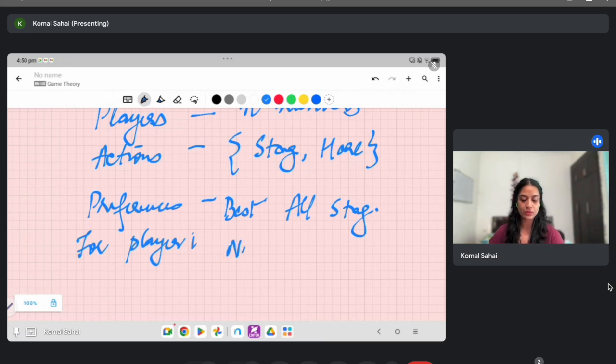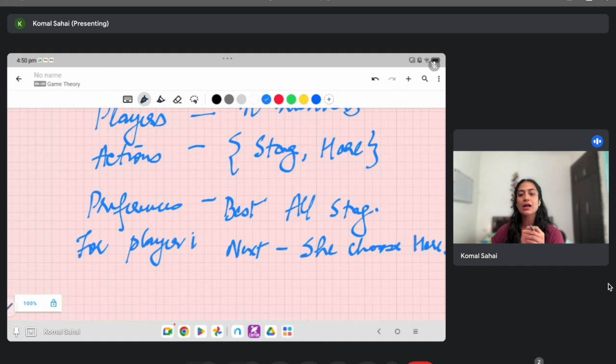The next best outcome, right? Next best is that player i chooses hare, right? If any one of the other players has also chosen hare, right?